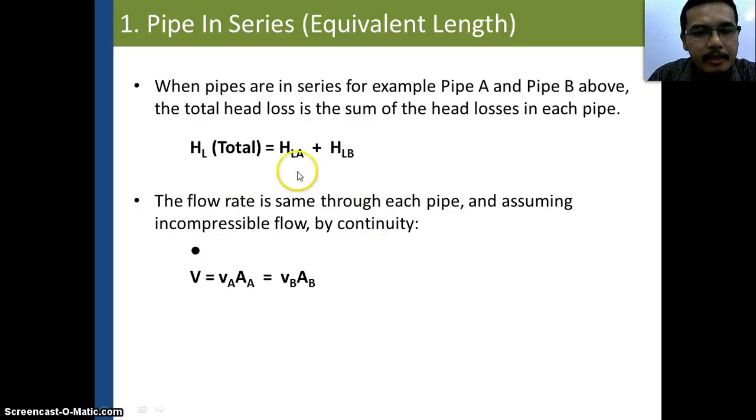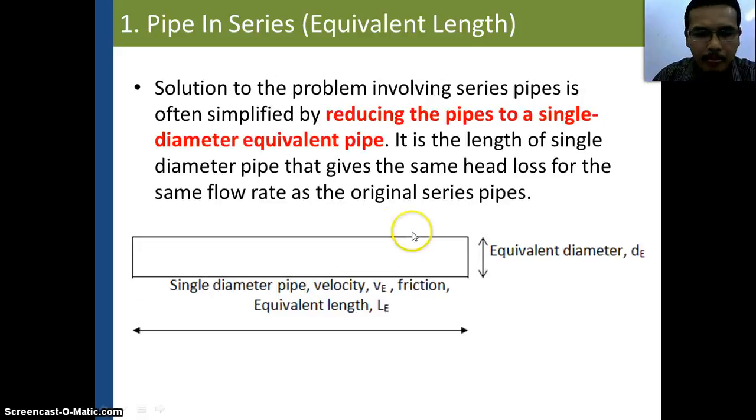Okay, and then the second formula you need to remember is based on the continuity law. Whatever is going inside must be equal to whatever is going outside. So the volume flow rate is equal between pipe A and pipe B. Based on this characteristic, we can simplify the two single pipes connected in series into one single pipe, with one single diameter, one single friction factor, and one equivalent length with the new diameter.